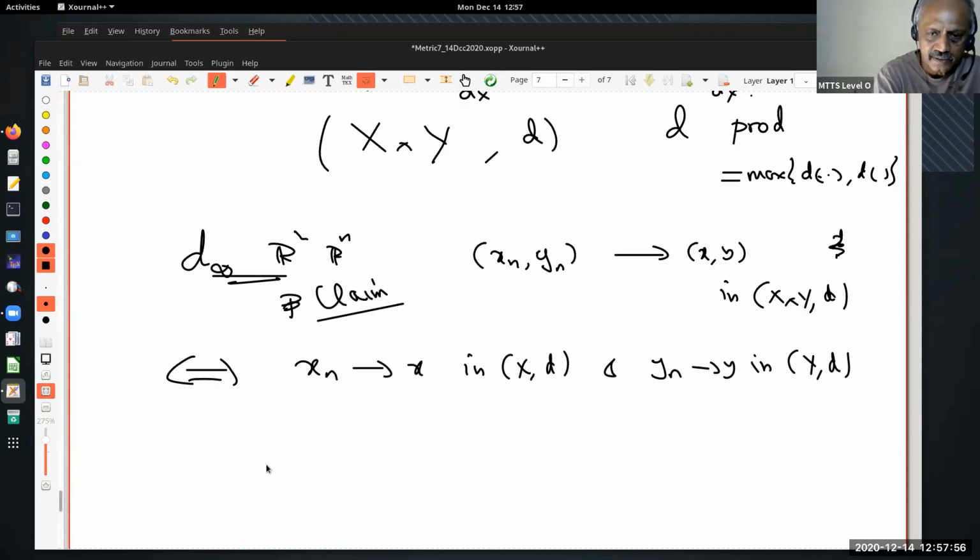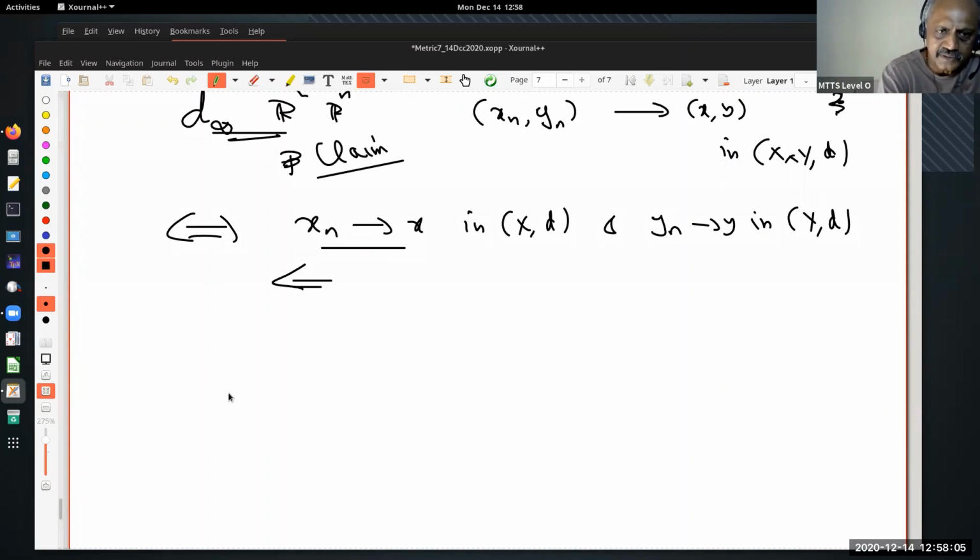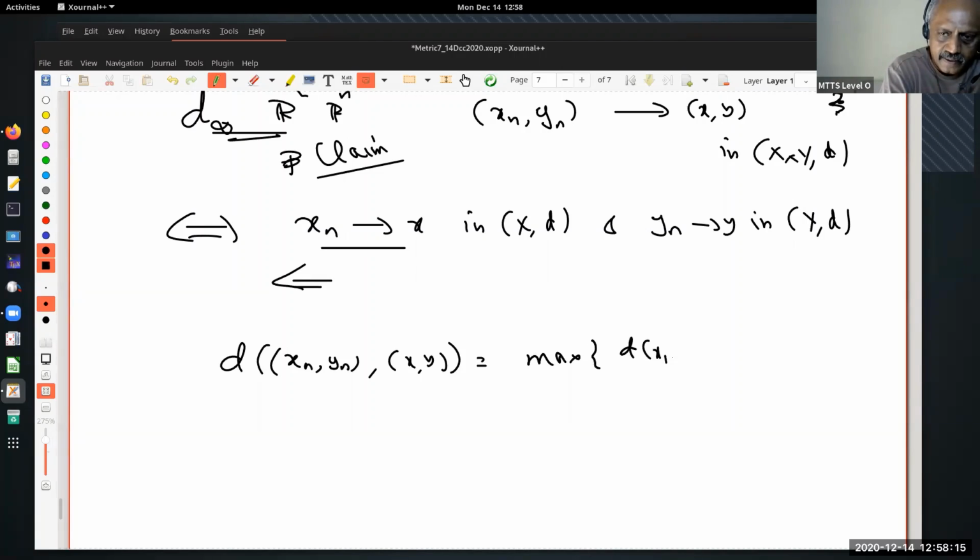The proof is easy. Okay, let us assume this. Let me prove this. Let x_n converge to x and y_n converge to y. Then I want to prove (x_n, y_n) converges to (x, y). You can see the proof. Therefore, I have to estimate the distance between (x_n, y_n) and (x, y). But what is this? This is the maximum of the distance between x_n and x and the distance between y_n and y. So I want to show this is less than epsilon, right? But what do I know? Since x_n converges to x, there is an n1, so that for n greater than or equal to n1, this will be less than epsilon.